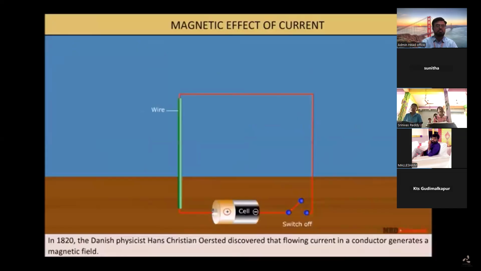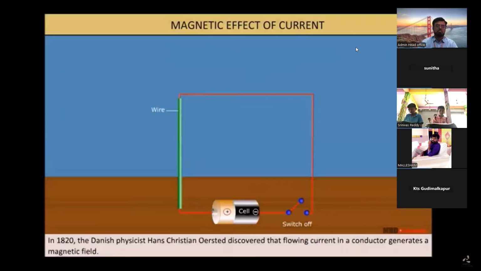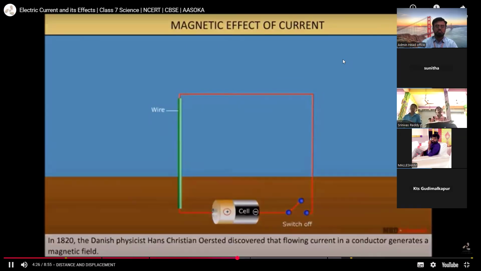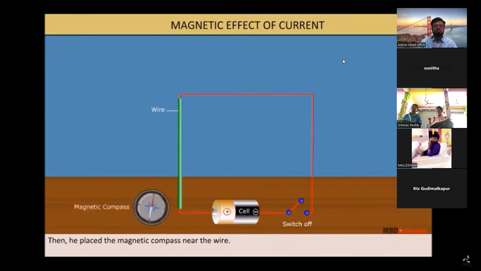In 1820, the Danish physicist Hans Christian Ørsted discovered that flowing current in a conductor generates a magnetic field. Ørsted demonstrated this by connecting the two ends of a wire to a cell through a switch. Then he placed a magnetic compass near the wire.